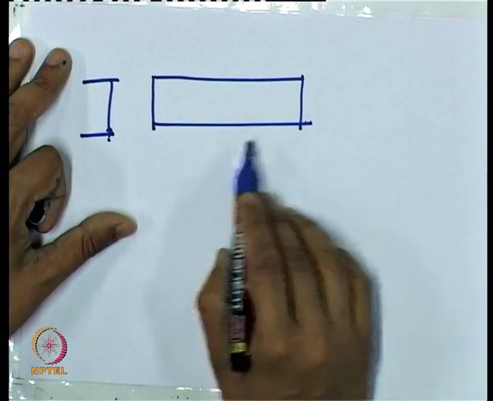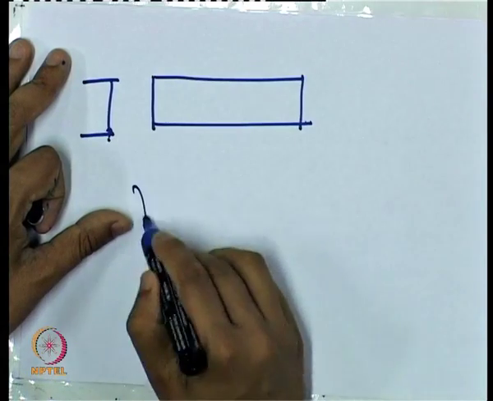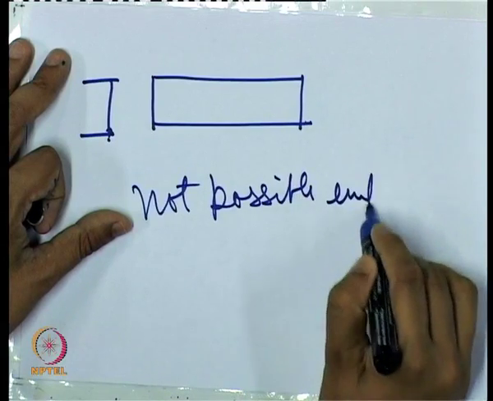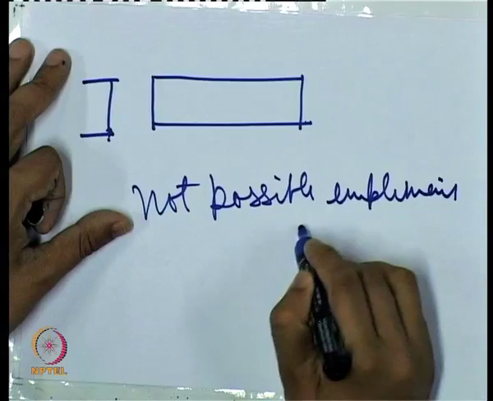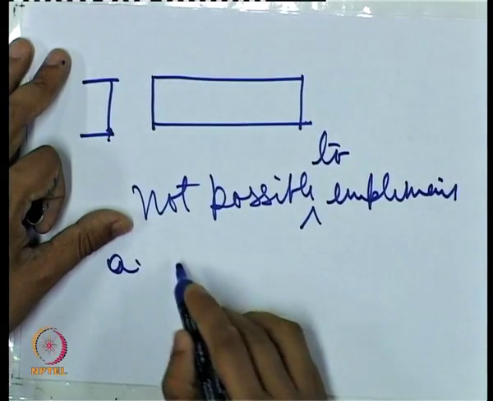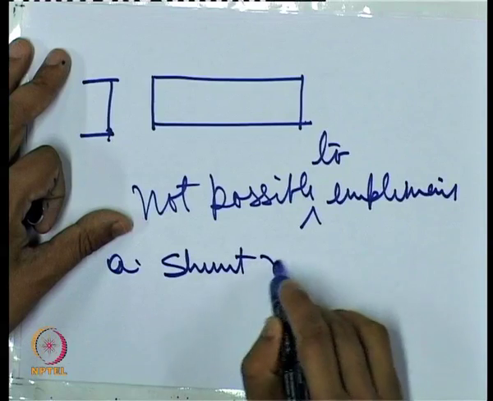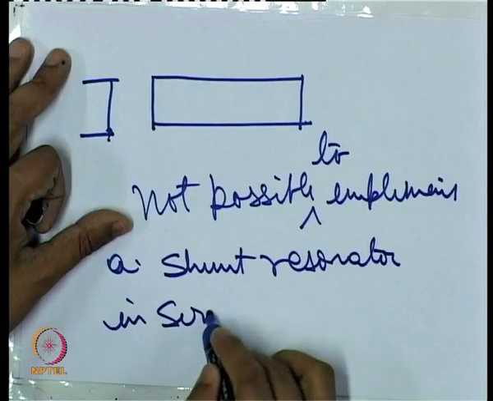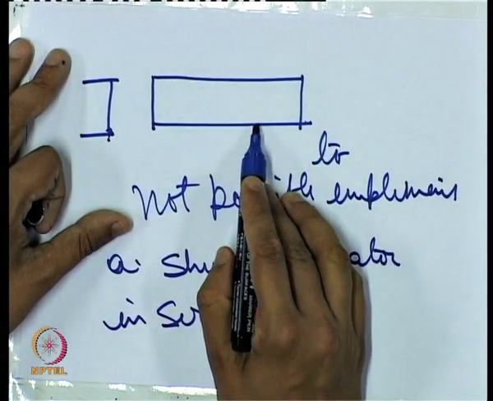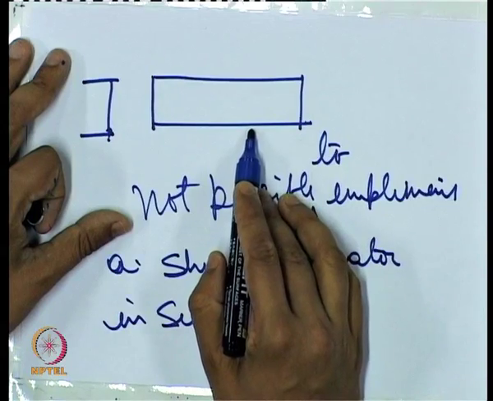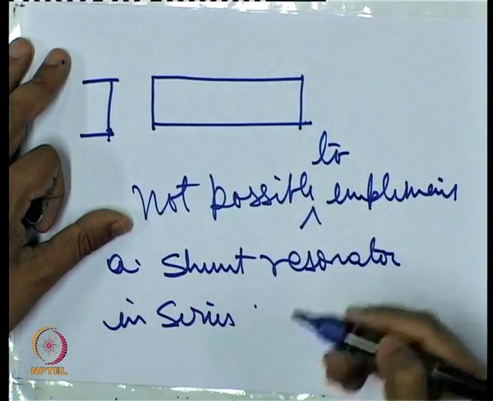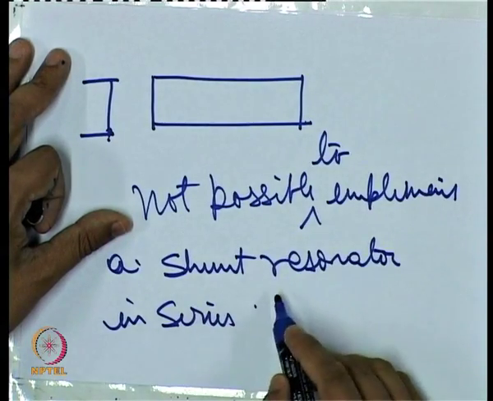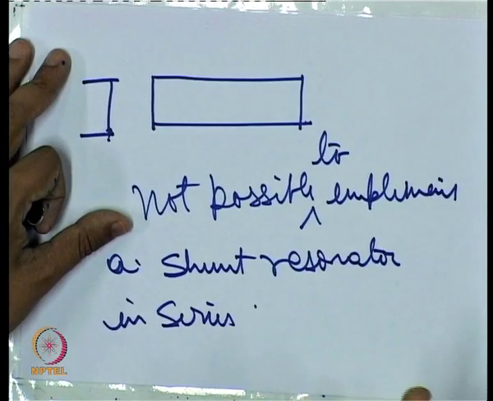So using an open stub gap coupled resonator, it is not possible to implement a shunt resonator in series. It can act as a shunt resonator because for certain frequencies it can give high impedance, but since it cannot be connected in series, it cannot be used as a shunt resonator in series. So that is one fundamental limitation.